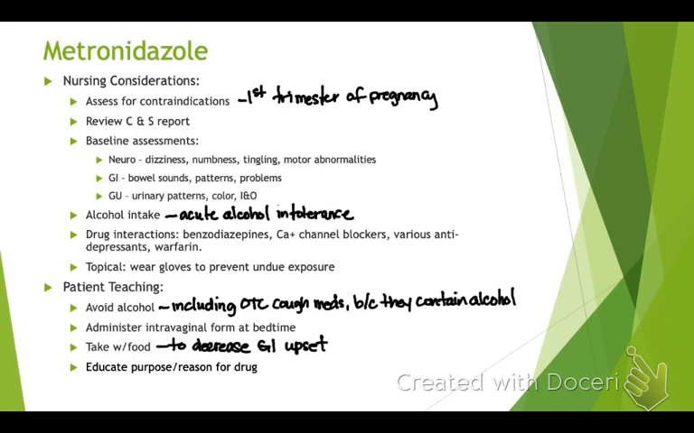It's also very important to remember to review your signs, your culture sensitivity report, and you always have a baseline assessment. So you want to do a neuro assessment, noting any dizziness, numbness, tingling, or motor abnormalities. You want to have a GI assessment, noting any bowel sounds, patterns or problems, and GU, urinary patterns, color, eyes and nose. All baseline assessments need to be done.